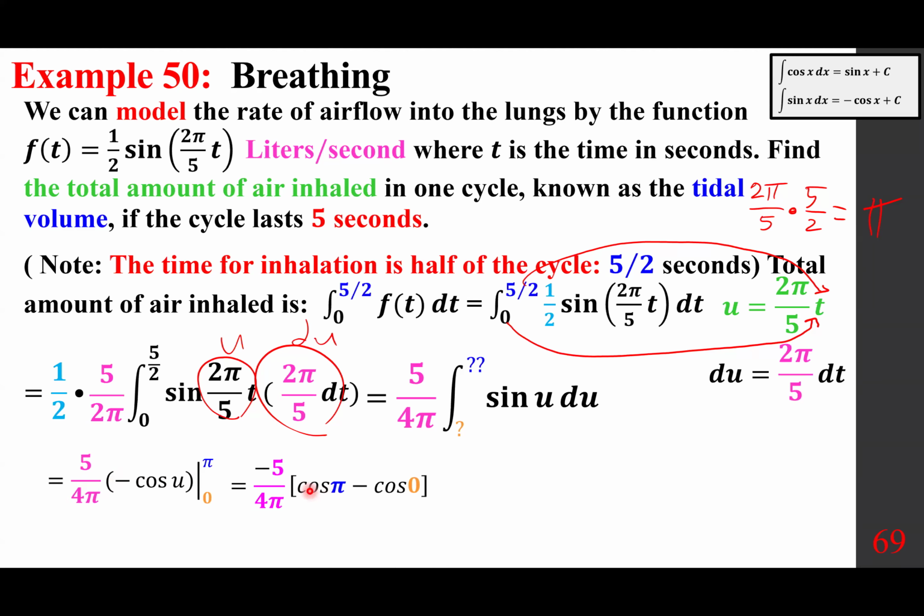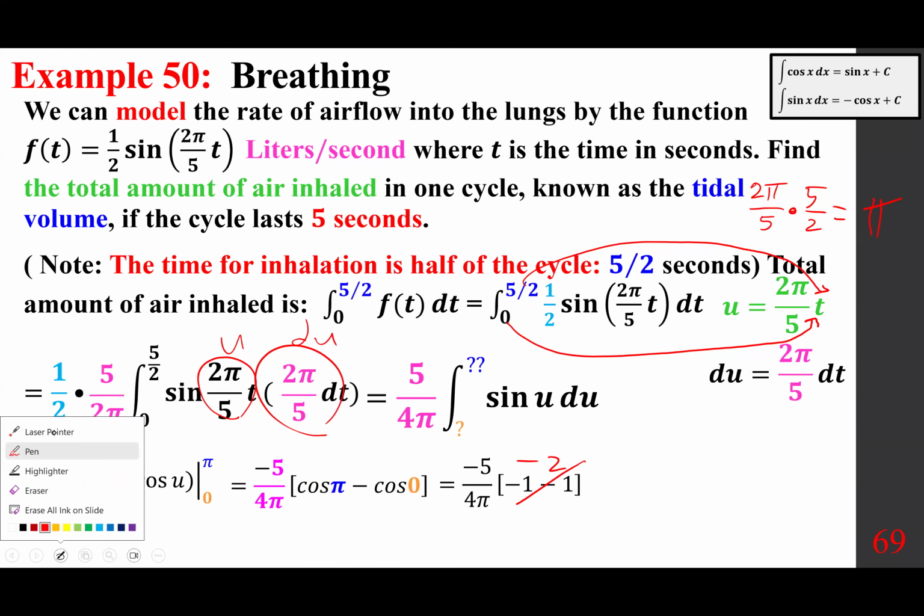Cosine of pi is minus 1. Minus cosine of 0 is positive 1. So minus 1 and minus 1 is negative 2. Negative 2 and negative 5, positive 10. Over 4, it's 5 halves.